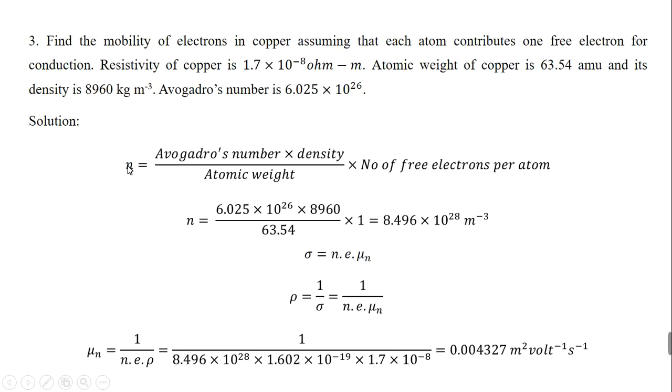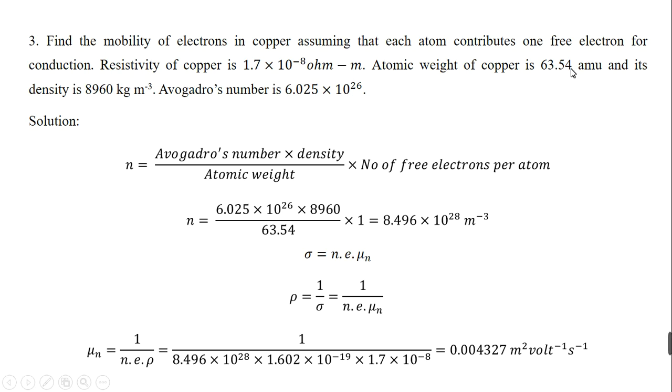Okay. So next problem is find the mobility of electrons in copper, assuming that each atom contributes one free electron for conduction. Resistivity of copper is 1.7 into 10 raised to minus 8 ohm meter.